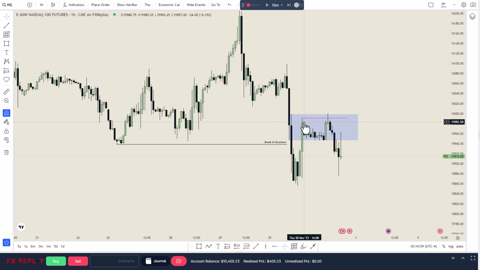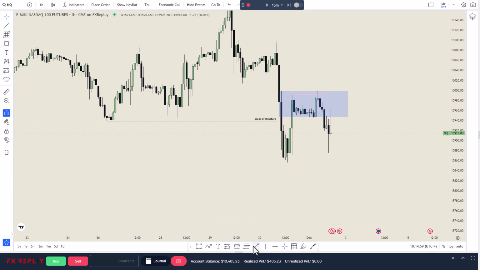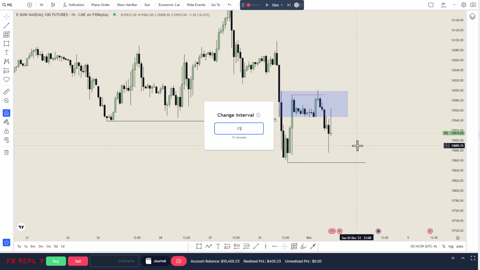Price returned back into it, started trading down one more time, trading into it, and we failed to close above it. We also have a sweep inside this, right? Failed to close above this high. Now we are trading lower. This could be the target, but let's see what the 15-minute is telling us, right?